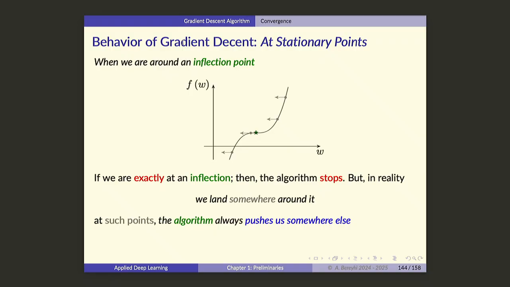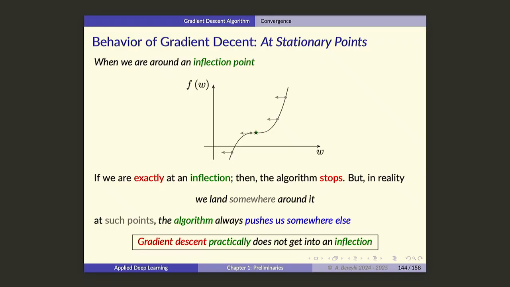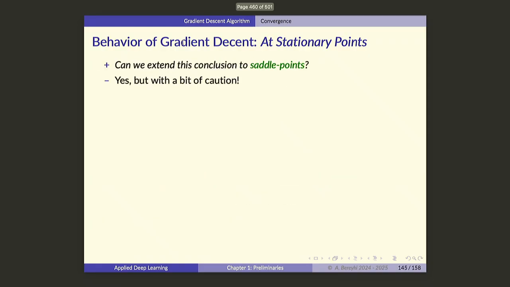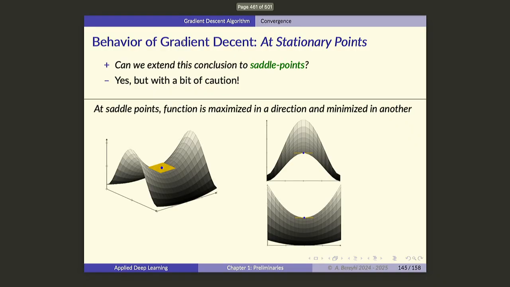Questions? No question? Okay, cool. So that is about the inflection point. Practically, your algorithm is not going to end up with an inflection point. One thing that you might tell me, and this is totally right, is what about the saddle point? And about the saddle point, the story is a tiny bit different.